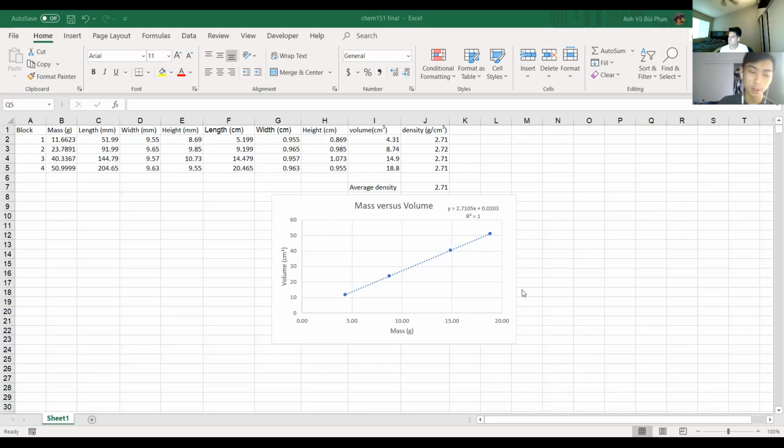We're going to move on with question 1. The first question asks for the value of the slope compared to the average value of the density. So the value of the slope is 2.7105, and our average density value is 2.71. They are a little bit different because Excel found the best fit line, while we did the average of all 4 trials differently because we rounded the numbers to 3 sig figs, so the number is slightly different.